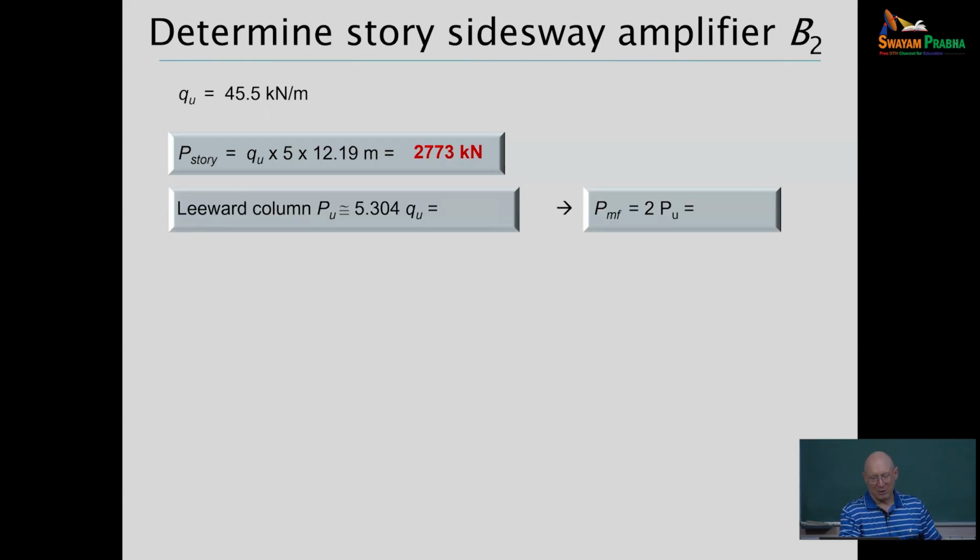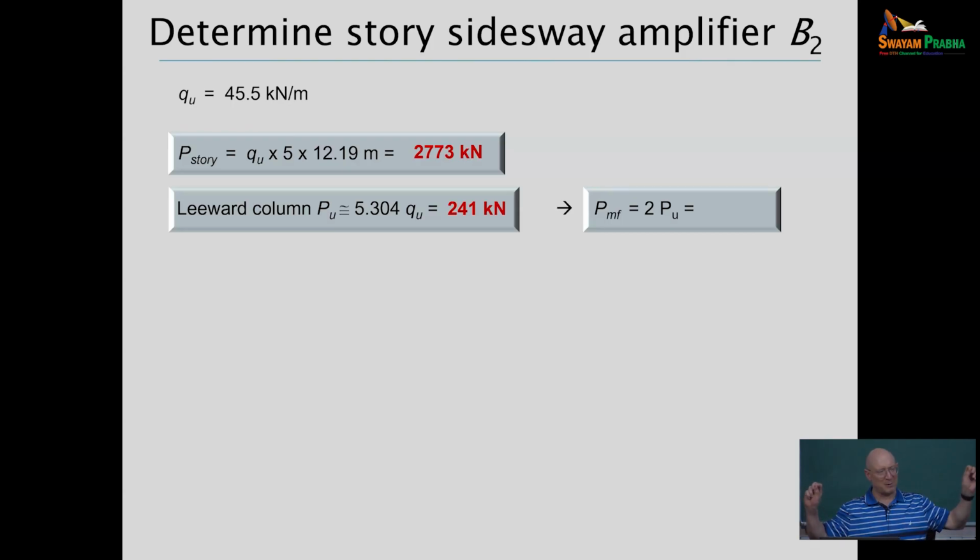All right, and so you can say, well, what's the leeward column axial force? So if you go back to the unit vertical load slide that I showed you a minute ago, the leeward columns given a unit vertical load had an axial force of 5.304 kilonewtons per unit kilonewton meters on the roof. So if I multiply that by QU, just from gravity load, my leeward columns have 241 kilonewtons in them.